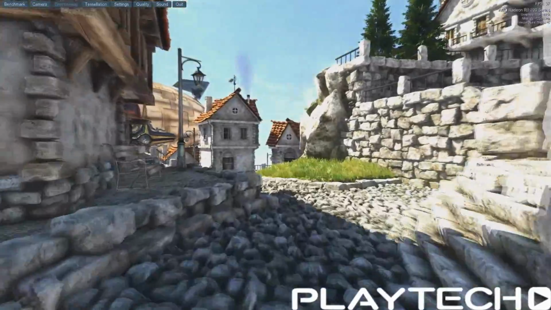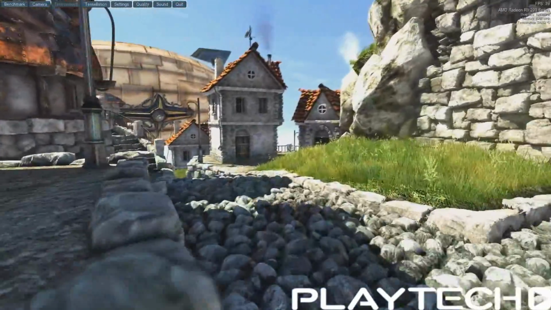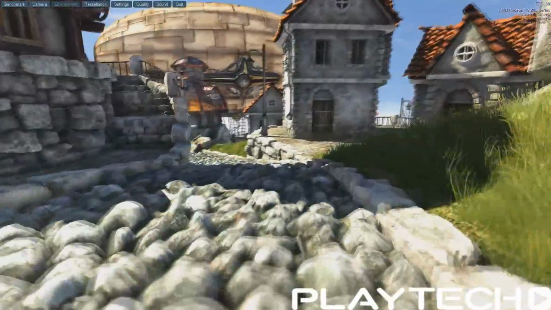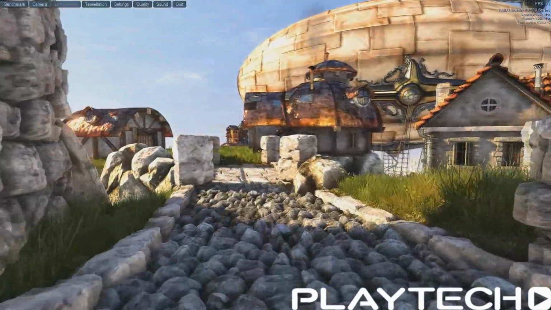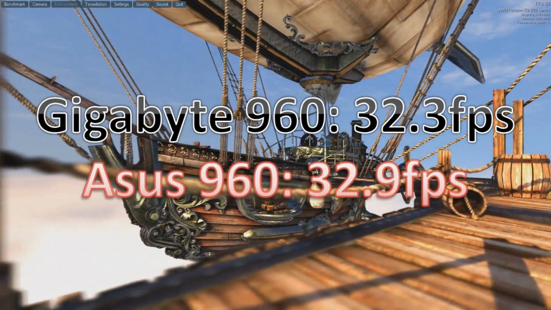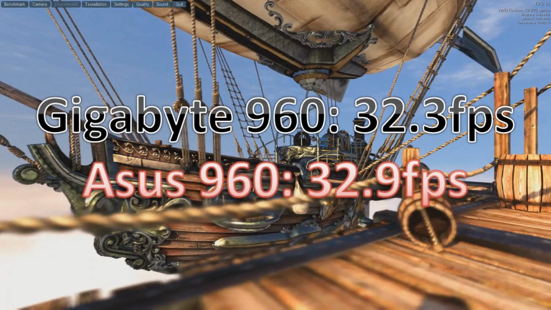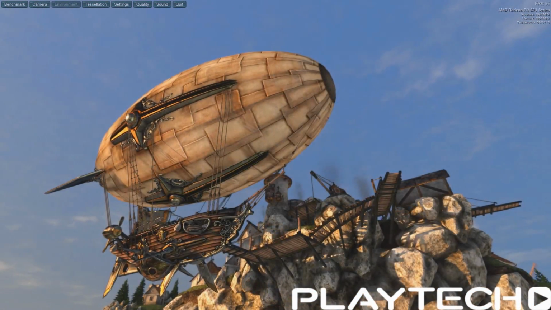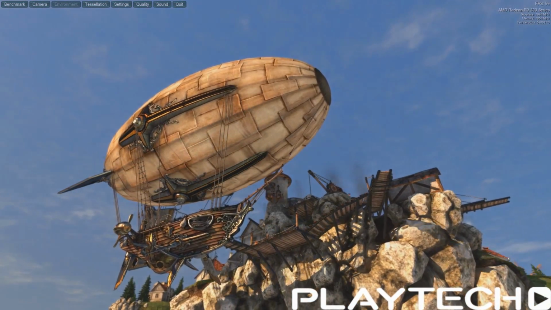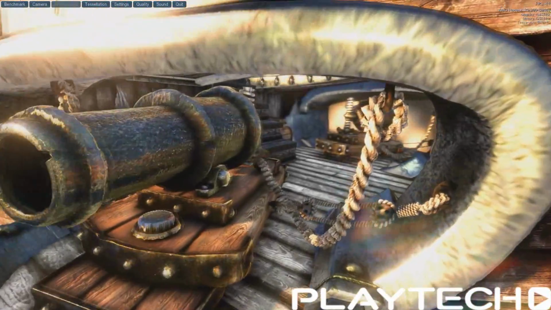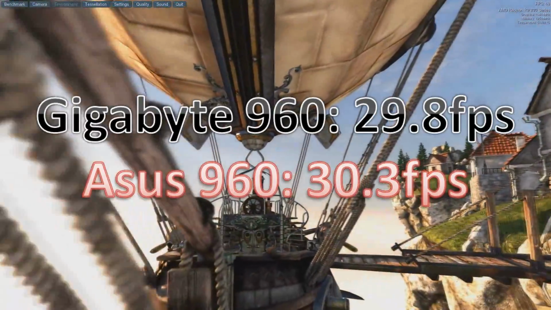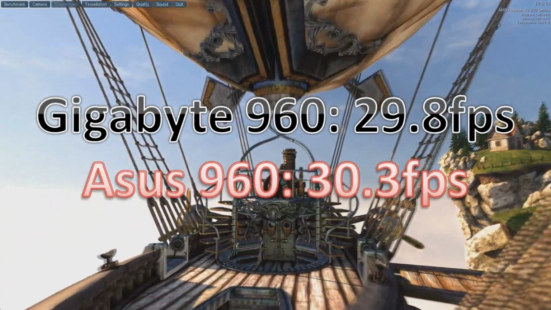This is DirectX 11. So the Gigabyte Mini-ITX GTX 960 scored 32.3 frames per second average, where the Asus GTX 960 Mini scored 32.9 frames per second average, so there's nothing in it, really. Now Heaven again, this time in OpenGL, everything maxed out, 1080p. The Gigabyte GTX 960 Mini, 29.8 frames per second average. The Asus GTX 960 Mini, 30.3 frames per second average, so tiny difference there again. Heaven's kept them very, very close together.